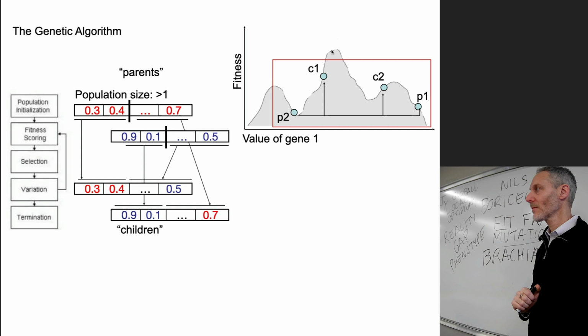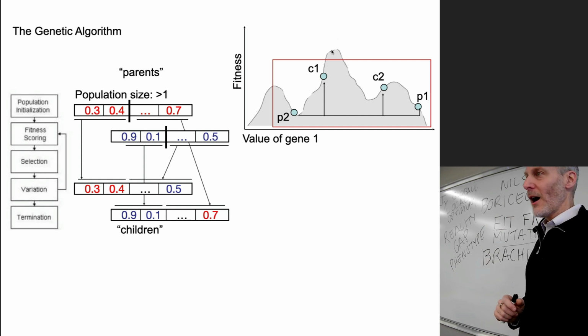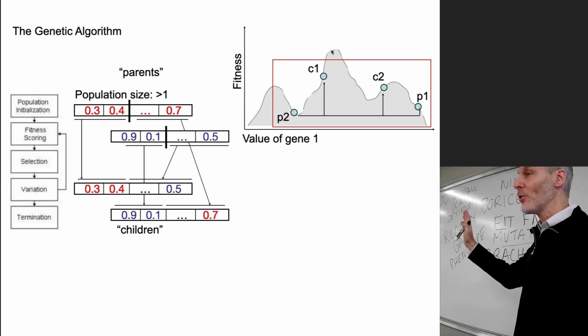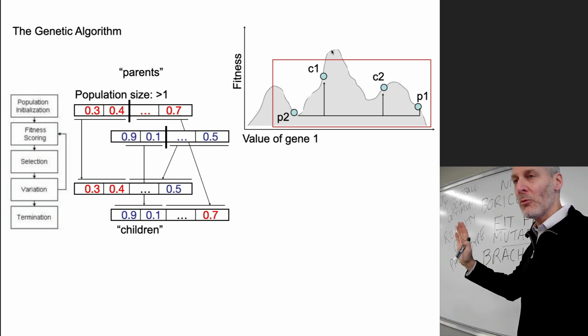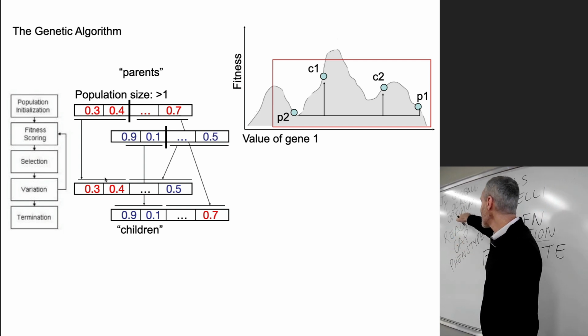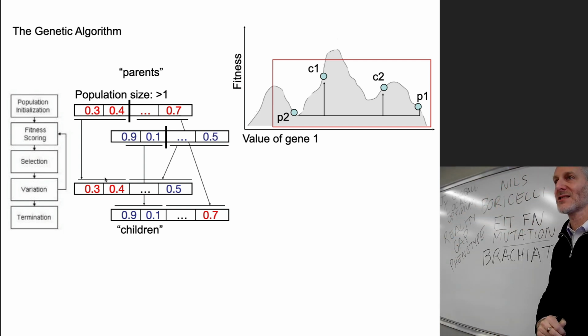Okay. Are we done? The other thing to point out is, again, it doesn't always work. When you include recombination, it simply reduces the probability of getting stuck on a local optimum.